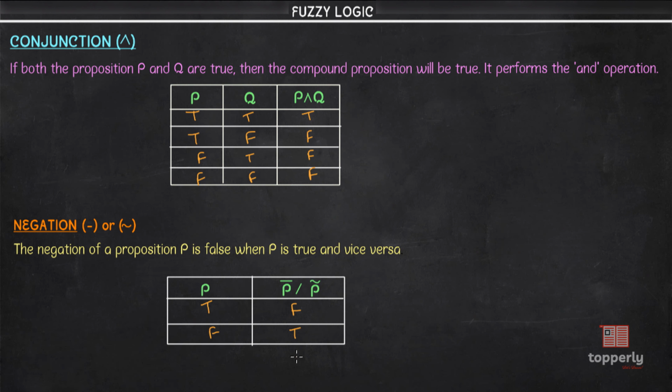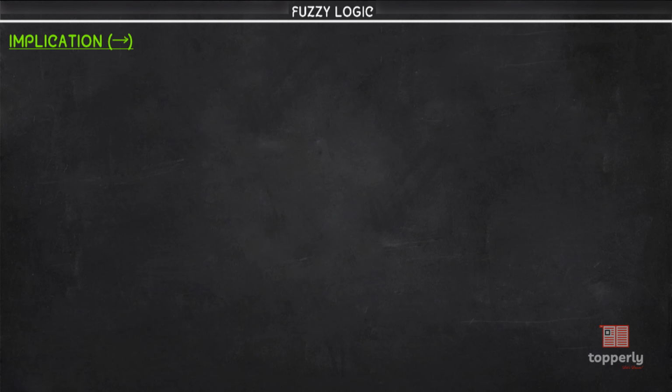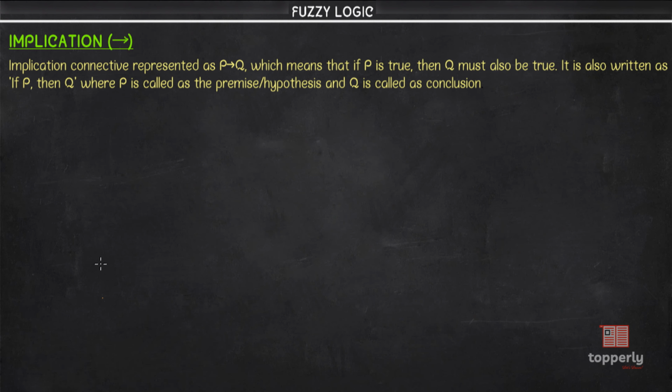Moving on to the implication connective. It is represented as P implies Q, which means that if the P proposition is true, then the Q proposition must also be true. It is also written as if P then Q, where P is called the premise or the hypothesis and Q is called the conclusion. Let's take a look at the truth table for implication.